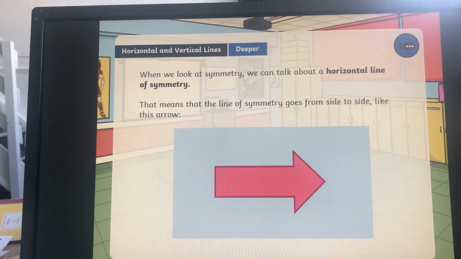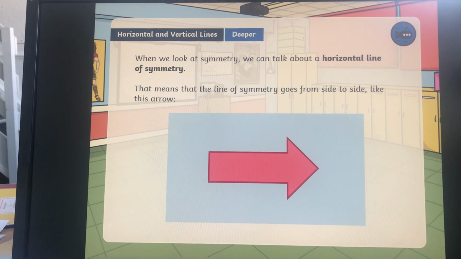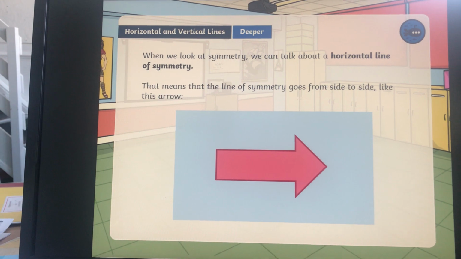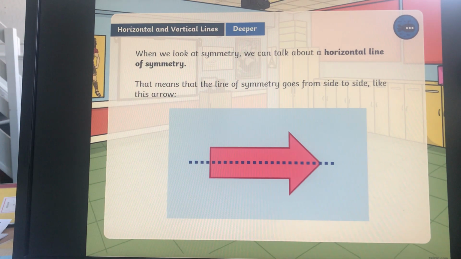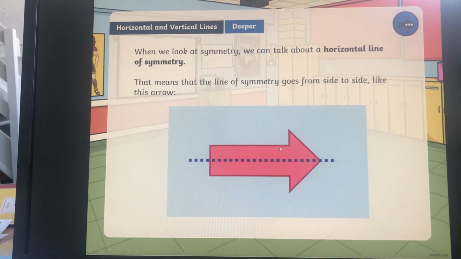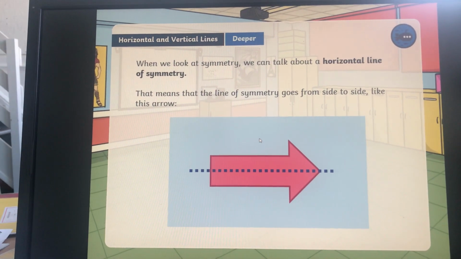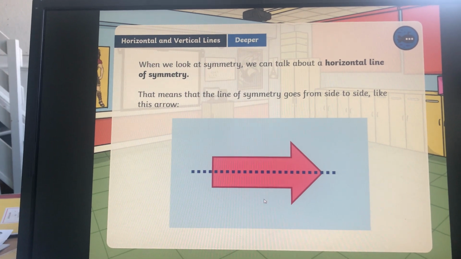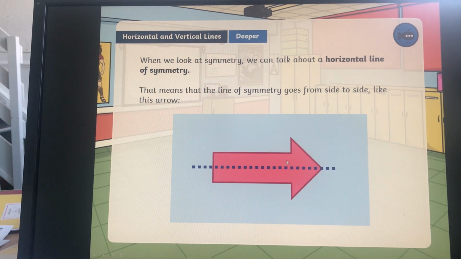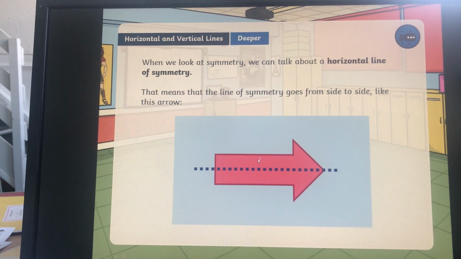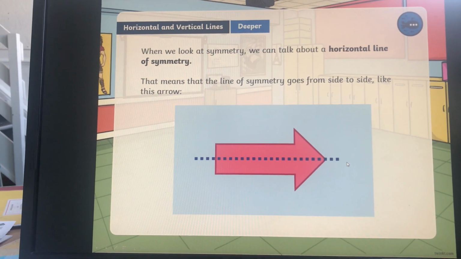We do have horizontal lines of symmetry as well. In this arrow, for example, there is one horizontal line of symmetry that goes from left to right or right to left, like this. And you can see there the top half of this arrow is symmetrical to the bottom half of the arrow down here. If we had a vertical line of symmetry on this arrow, then the left-hand side would look very different to the right-hand side. So we do not have a vertical line of symmetry in this arrow, we only have a horizontal line of symmetry.